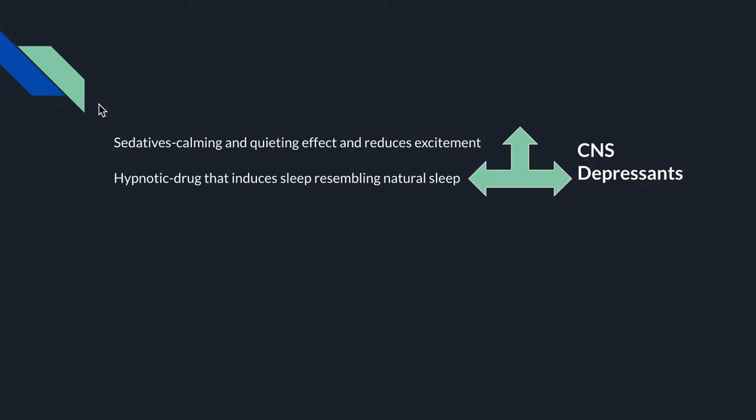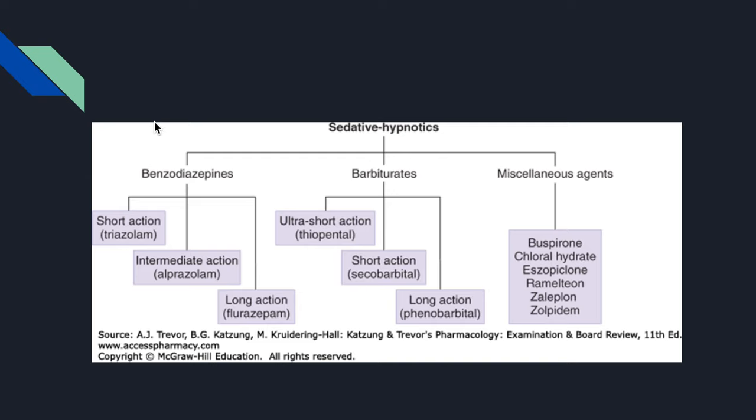Drugs which have a longer duration of action and act more slowly with a flatter dose response curve are preferred as sedatives, whereas drugs with a fast onset of action and fast metabolism, shorter duration, and steeper dose response curve are preferred as hypnotics. This is the classification of sedative hypnotics, which includes benzodiazepines, barbiturates, and miscellaneous agents.